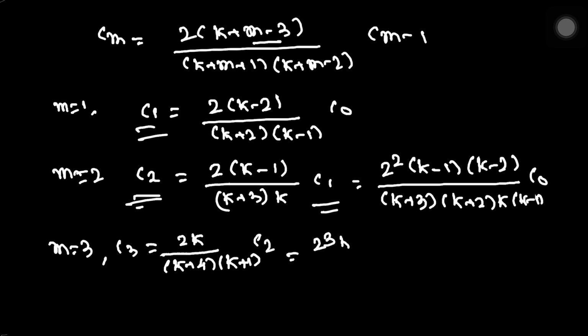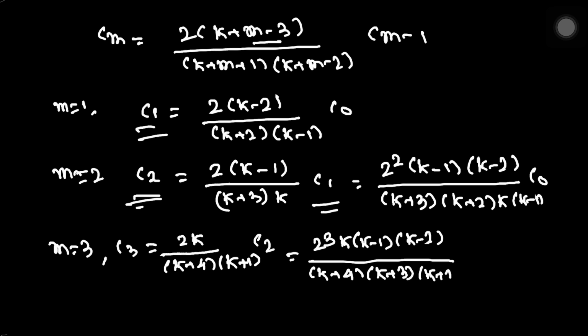2 cube into k minus 1 into k minus 2 by k plus 4 into k plus 3 into k plus 2 into k plus 1 into k minus 1 into c0. So every term c1, c2, c3 we will get in terms of c0, and so on.